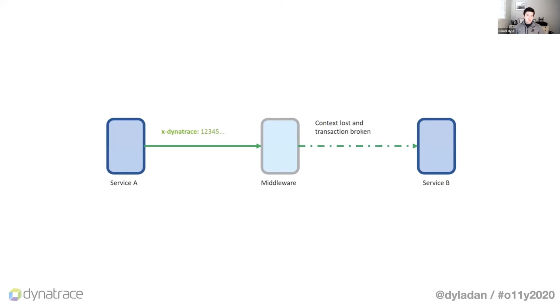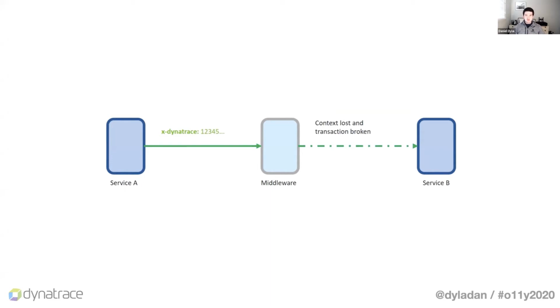So in this simple example, we have service A and service B, which are both instrumented by one system, in this case Dynatrace, and then a middleware service, which may be instrumented by a different system, or it may not be instrumented at all. In any case, it doesn't recognize the Dynatrace headers, and it doesn't know to forward them when it continues the request. And in this case, traces can be broken, and the context is lost.